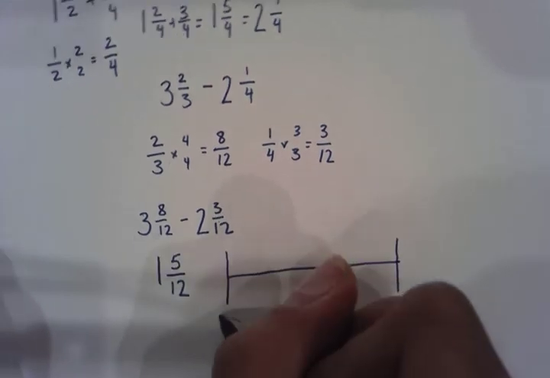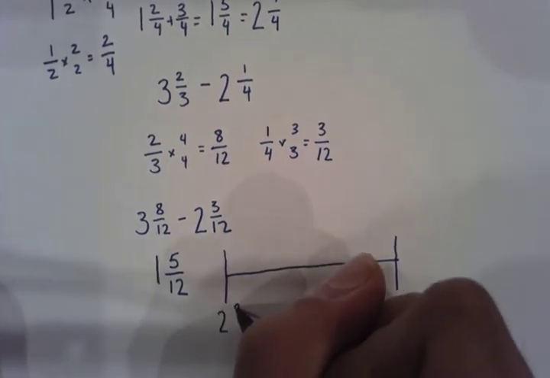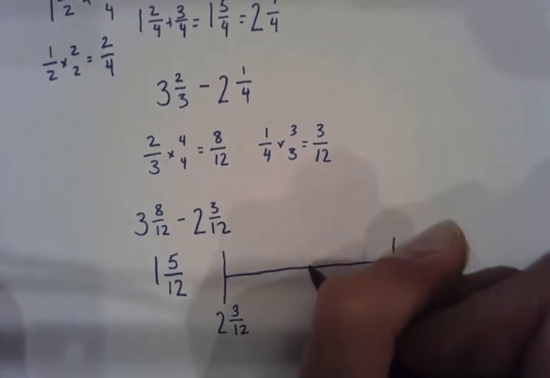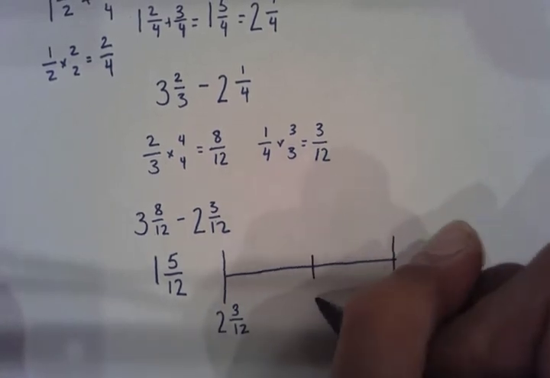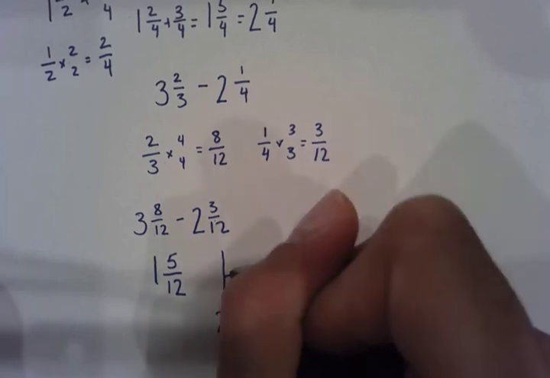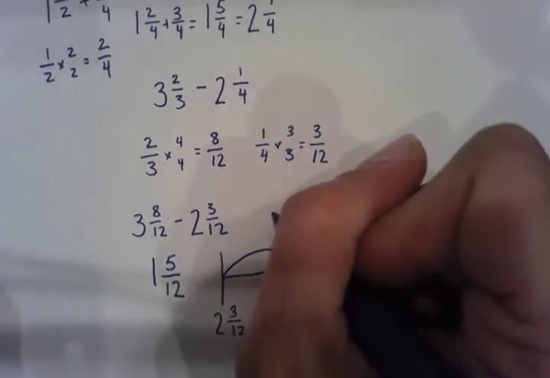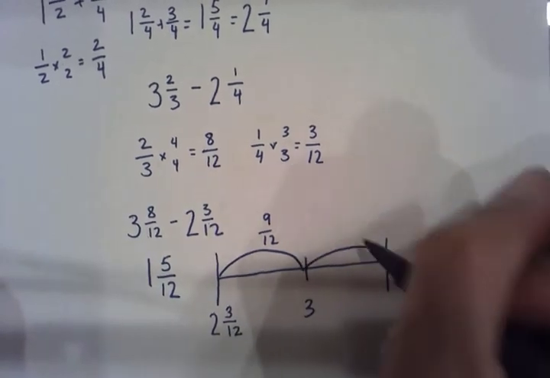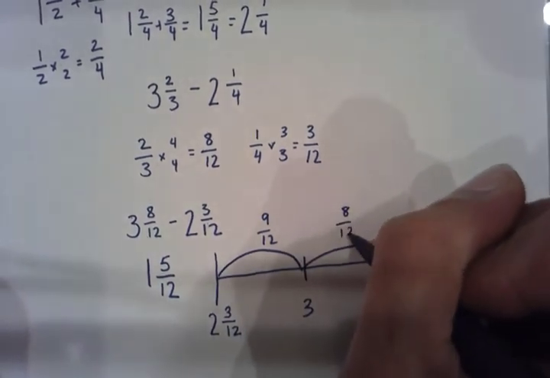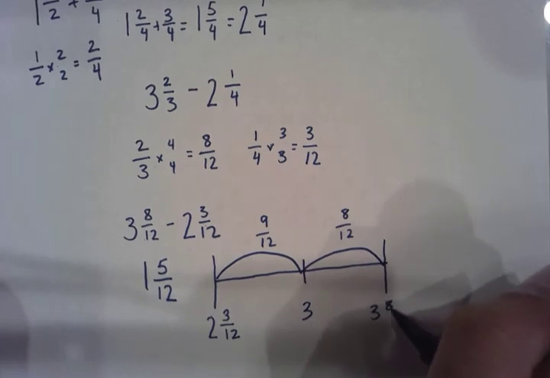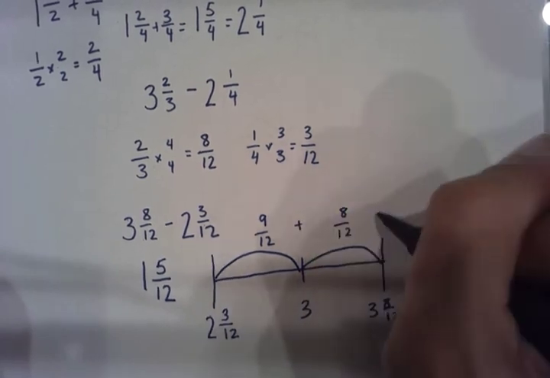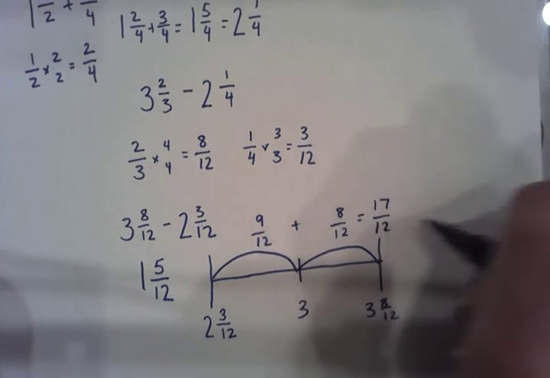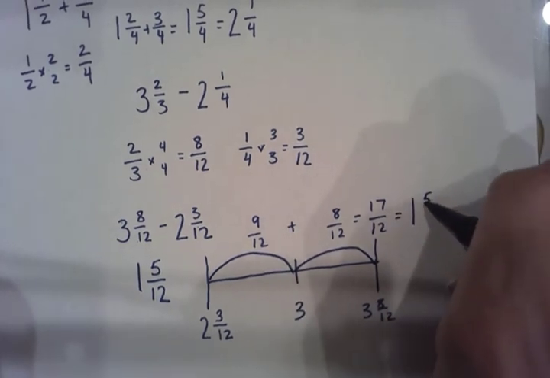And let's create a number line so we can visualize that as well. So if we're at 2 3/12, it is going to take us a jump of 9/12 to get to 3, then a jump of 8/12 to get to 3 8/12, and 9/12 plus 8/12 is 17/12, which is the same as 1 and 5/12.